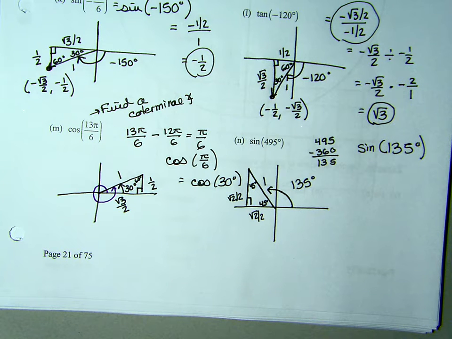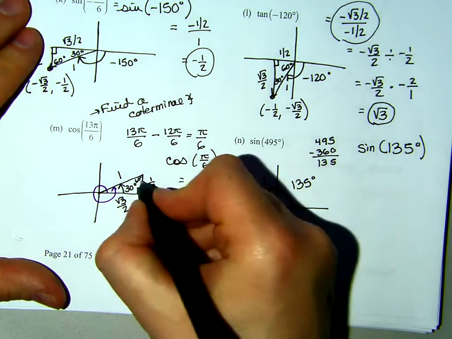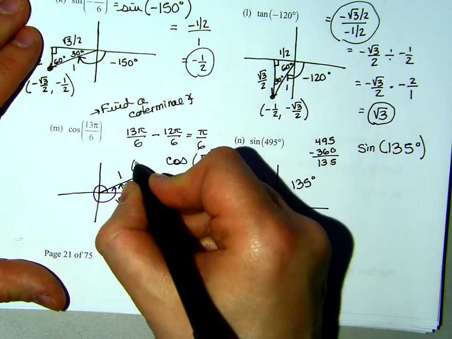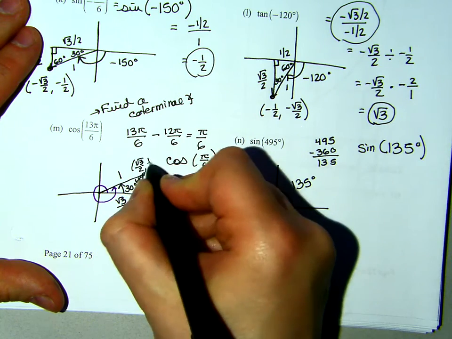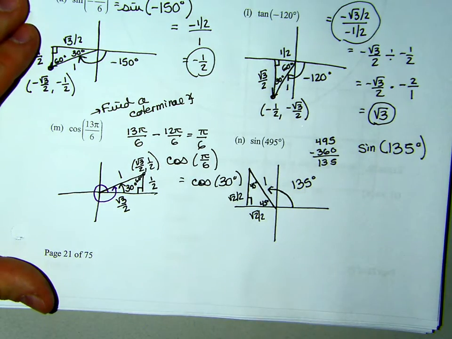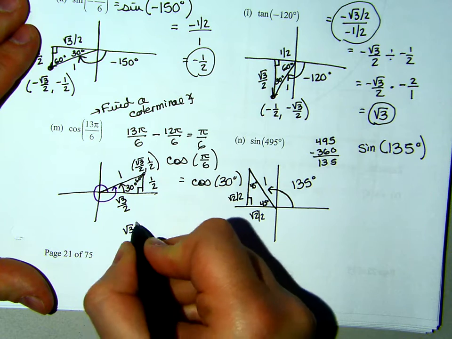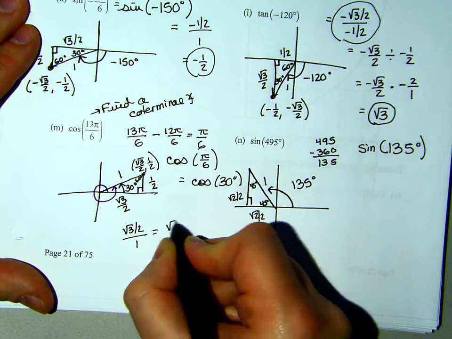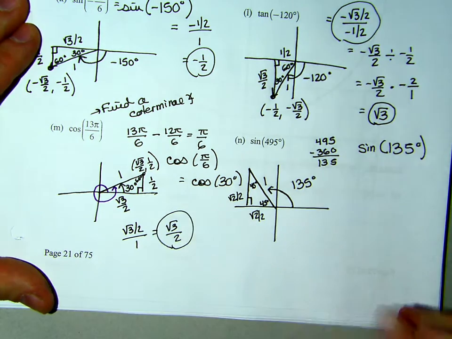Josh, do you have an answer for letter M? Good. Your coordinates at that point should be root 3 over 2, comma 1/2. I want the cosine, so the x-coordinate, root 3 over 2 over the radius of 1. You're going to get root 3 over 2. Good.